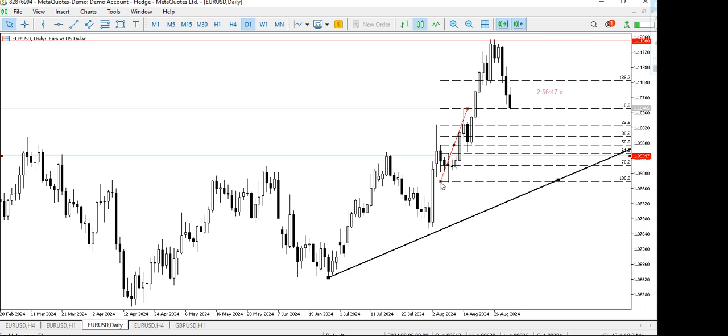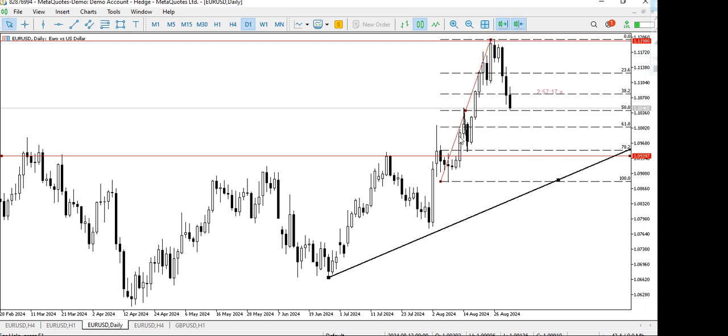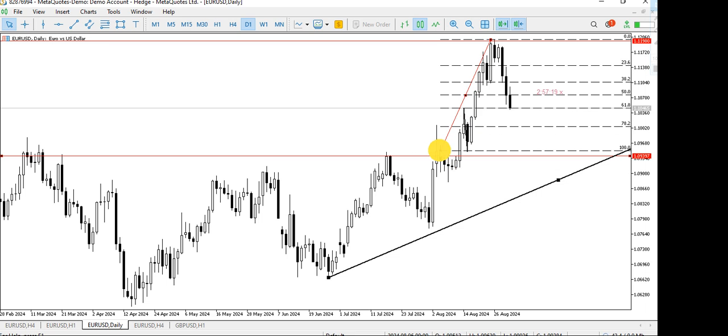It broke the 50. Okay, it didn't even break it, it just tested it. I don't call this a pullback. This is what I'm looking at: whether I can call this a pullback. Because if it's a pullback, it means that we can't fib from that point again. We have to fib from here.